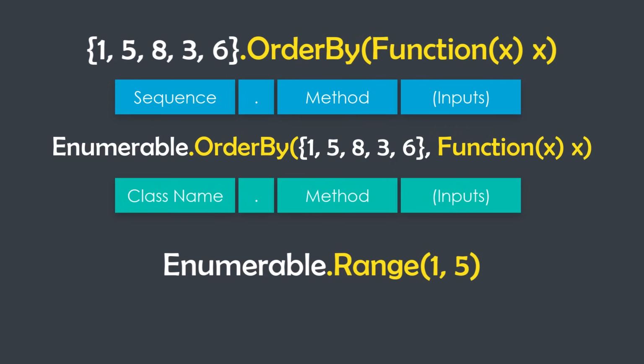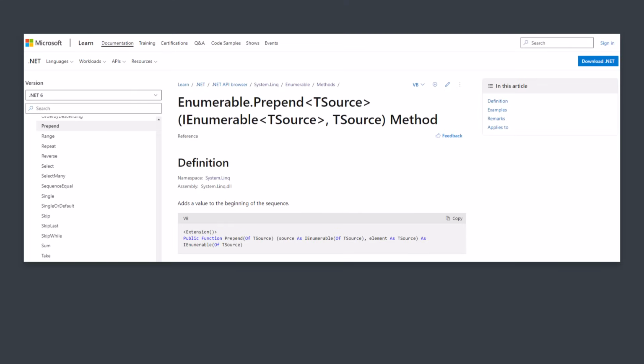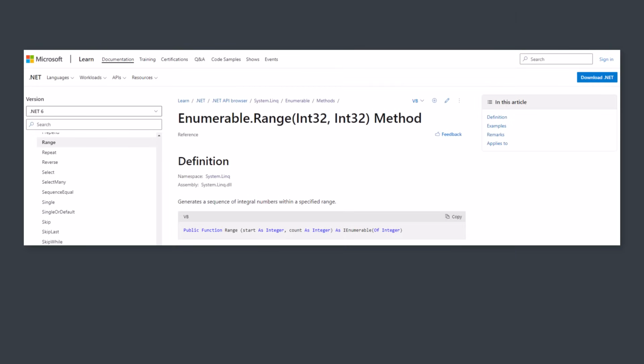One last point about these methods: how to know if the method is an extension method or not. It's very easy to know that. Just navigate to the method in the Microsoft documentation. You can see for this method, for example, the word Extension at the beginning. It means this method is an extension method. Let's see another method. As you see, there is no Extension word here. It means it's not an extension method.